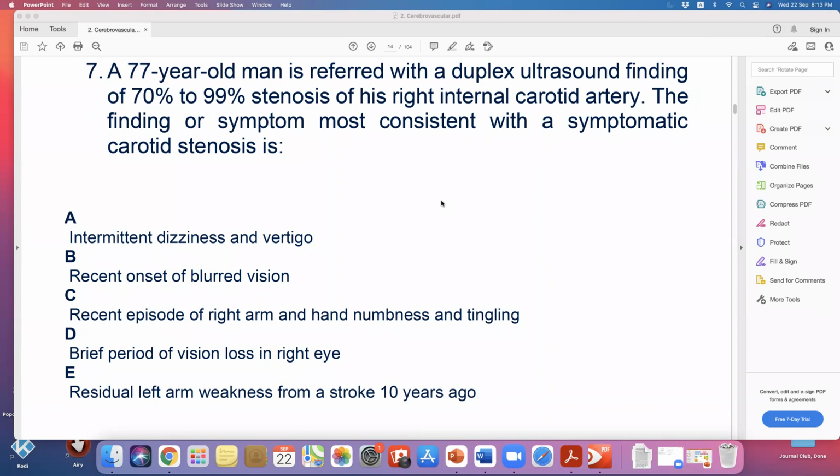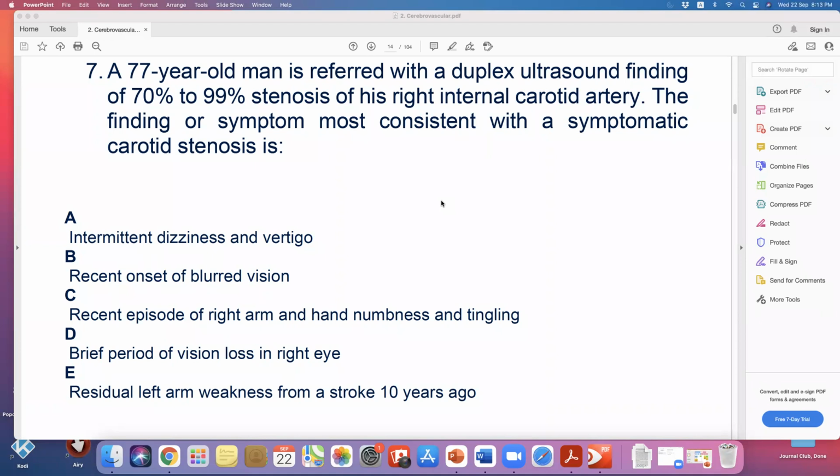Yeah, you're right. Not 2 weeks, it's 6 months. Any symptoms within the last 6 months, we consider symptomatic. More than 6 months, we consider asymptomatic. So if he had a stroke 10 years ago, then he's asymptomatic, okay?